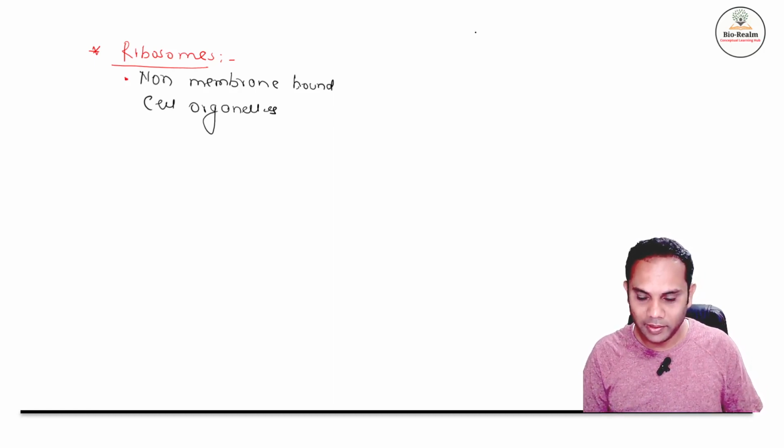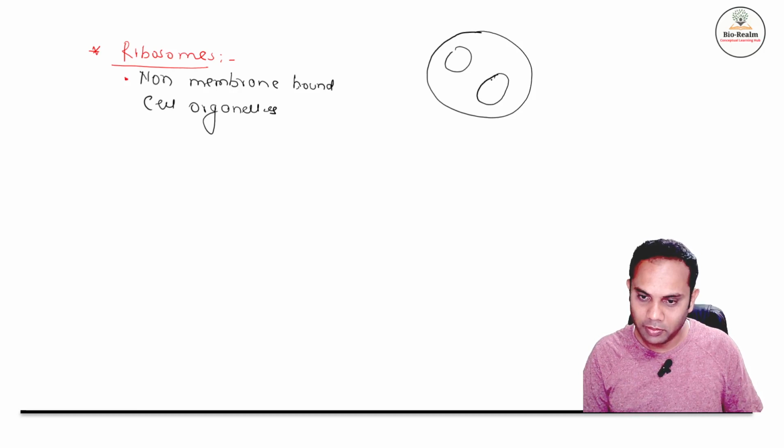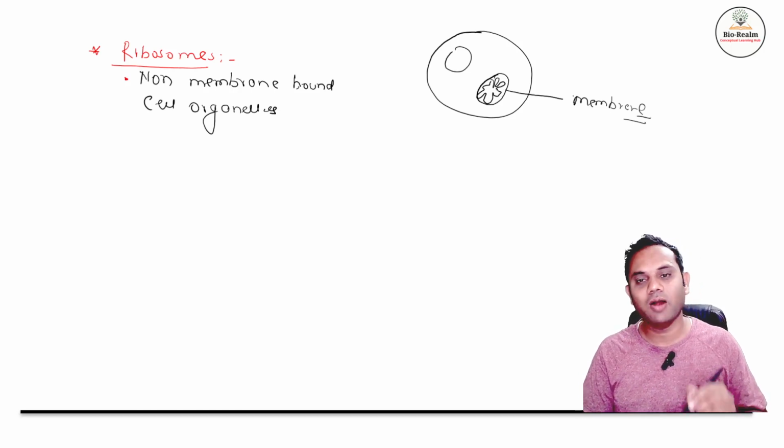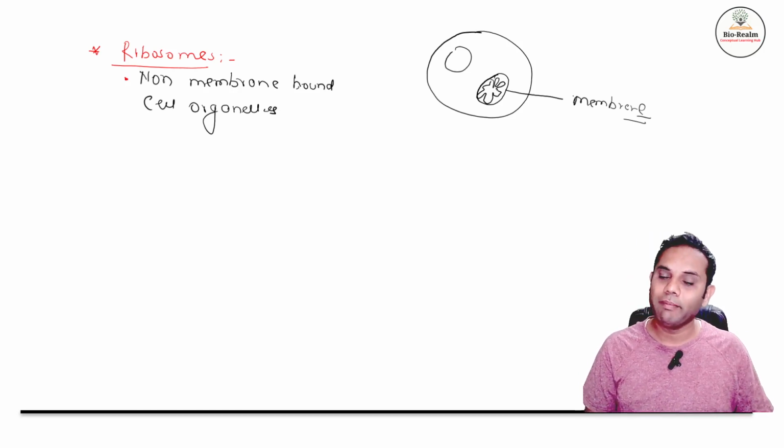If this is a cell, it contains a nucleus, and suppose this is the mitochondria. We'll draw the structure like this. What you observe here, the external structure, is your membrane. Inside that, all the structure is present. So that mitochondria has an outer membrane. Therefore, it is called membrane bound.